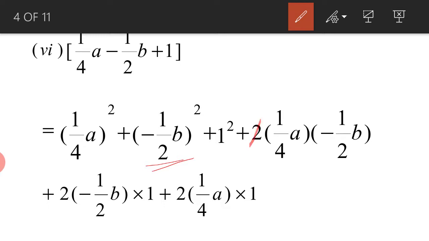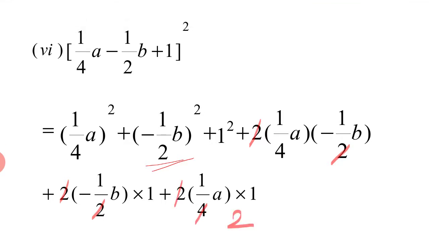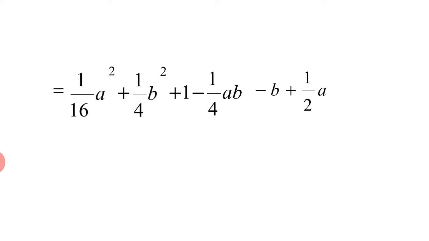Now here 2 will cancel. So it will be minus 1 by 4ab. Here also 2 into minus 1 by 2b into 1. So here also 2 will cancel, so it will be minus b only, and here 2 and 4 again will cancel, so you will get 1 by 2a. So simplified here, and now the same step is written. So it is 1 by 16a square plus 1 by 4b square. There was the square of minus 1 by 2b, but the square of any number is always positive. Any number means negative or positive.